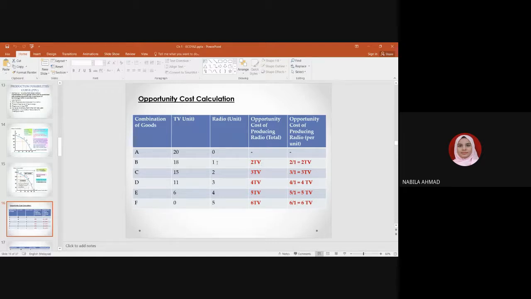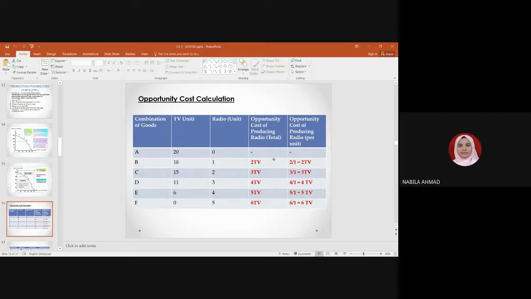Kita produce lagi satu radio daripada satu ke dua. So kita kena kurangkan TV berapa? 18 tolak 15, 3 TV. Kita produce lagi satu radio, kita kurangkan berapa? 4 TV. Produce lagi satu, kita kurangkan 5 TV. Produce lagi satu, kita kurangkan 6 TV. So that is what we meant opportunity cost. So this is the opportunity cost, 2, 3, 4, 5, 6. Boleh faham?